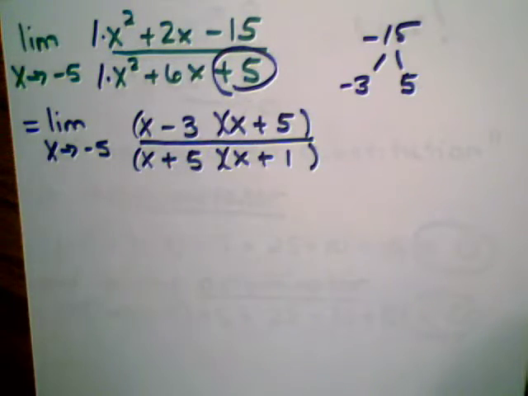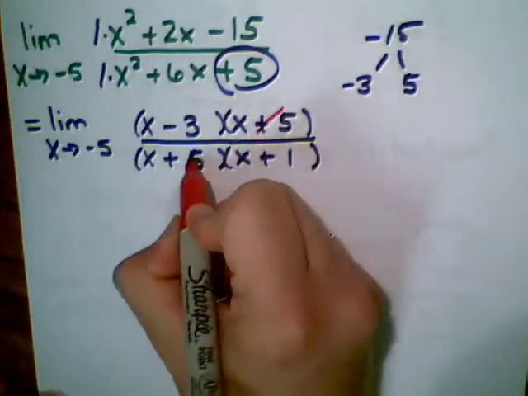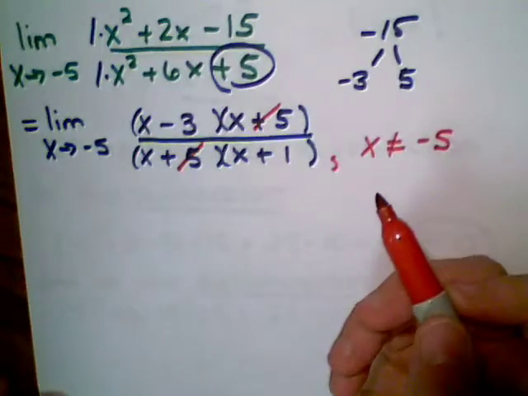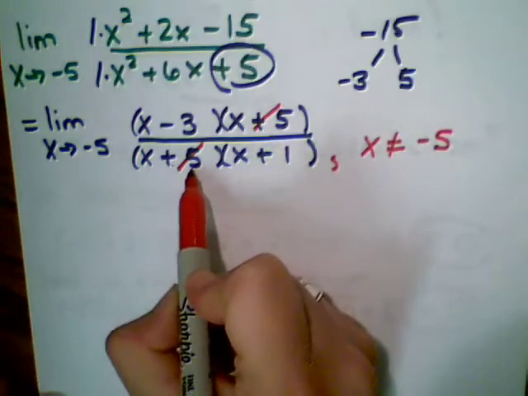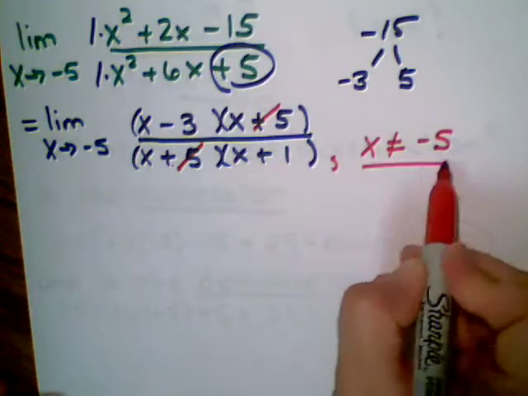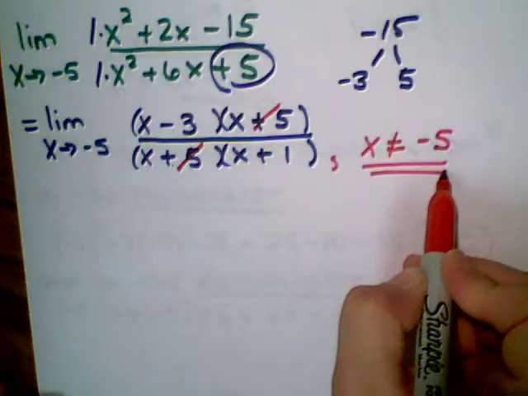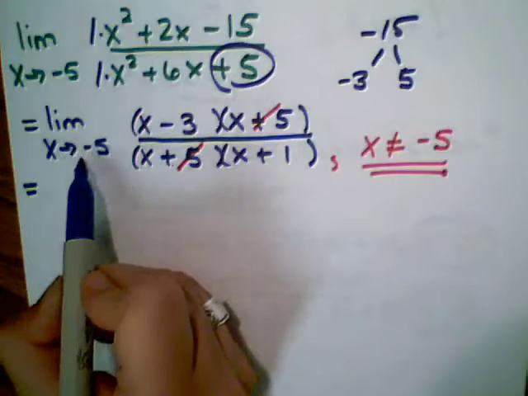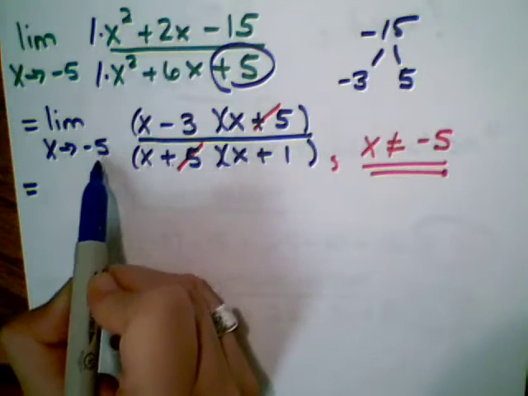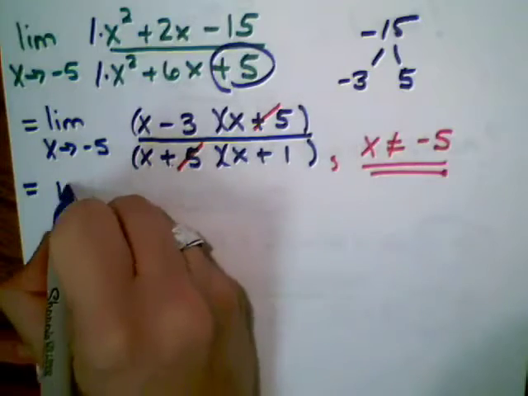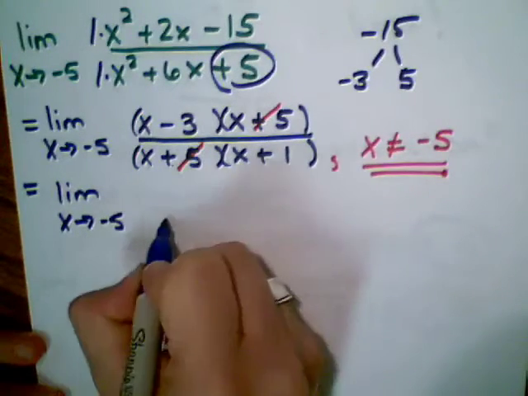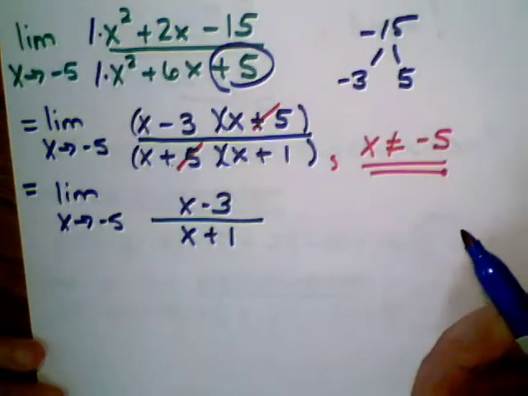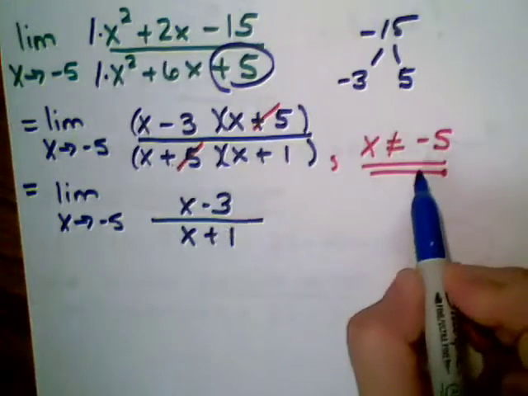We know we can rewrite a rational expression by canceling common factors, as long as we don't change the denominator. Since x plus 5 would be 0 if x were -5, we need to restrict the domain of the function. But we know from evaluating limits that the value of a limit does not depend on this number here. So we can rewrite the limit equivalently as x minus 3 over x plus 1, and the value of that limit will not depend on x equals -5.